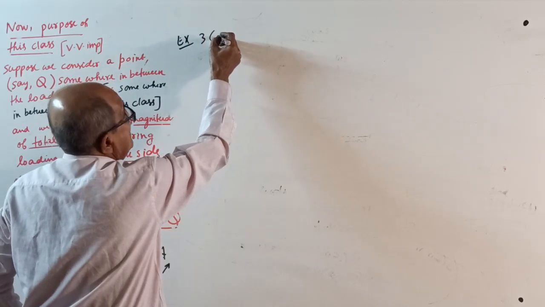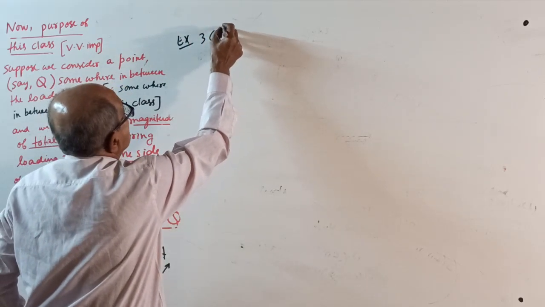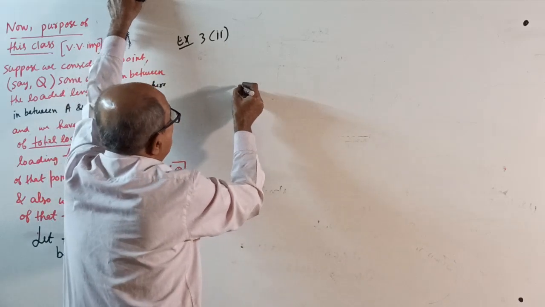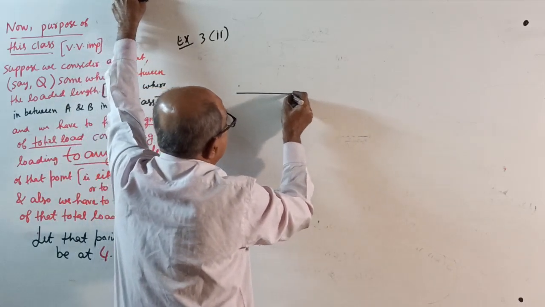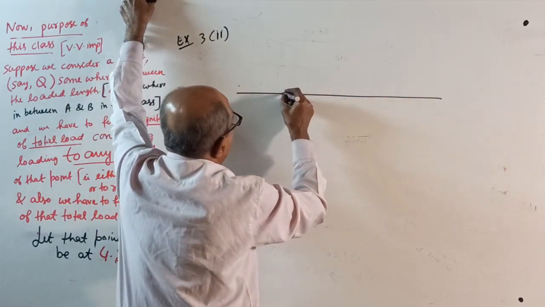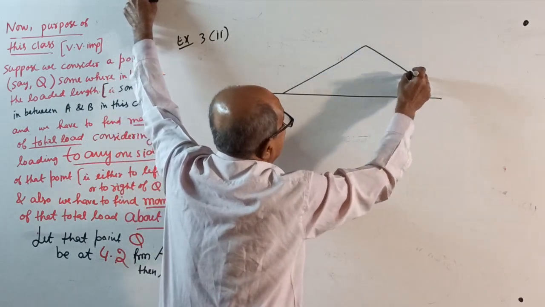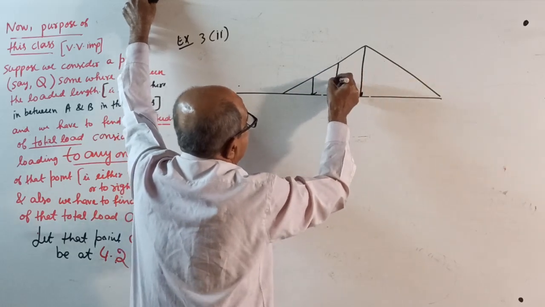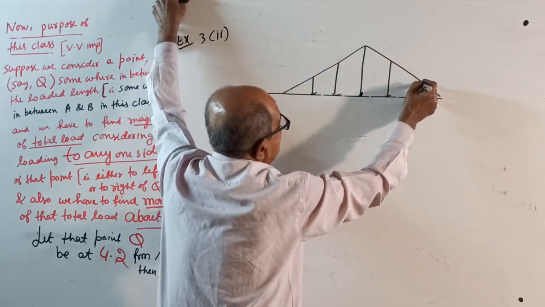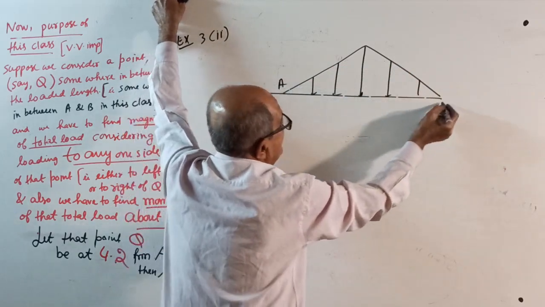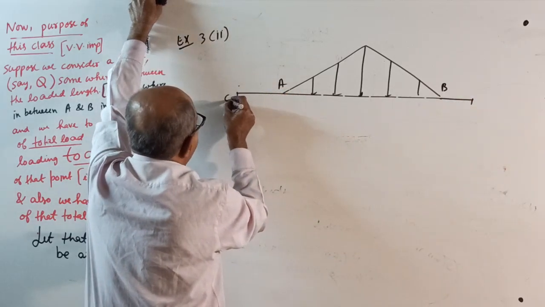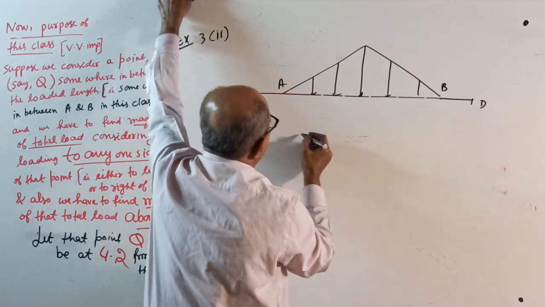Example 3, 2 dot. Not A, no A, only one case. Uniformly varying load, you can write, represented by an isosceles triangle. Means what? This way here, this way here. Let it be A, let it be B, and some outside points here, C and D, that is not important now.